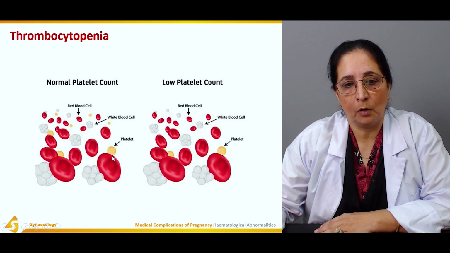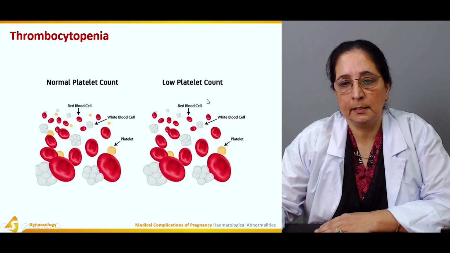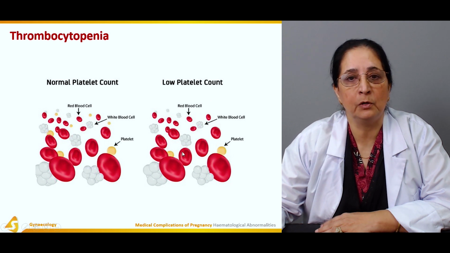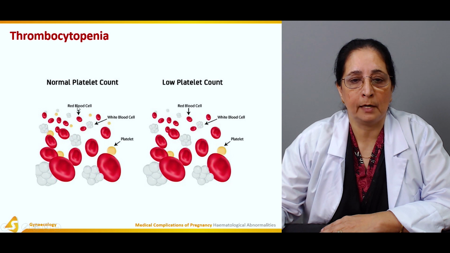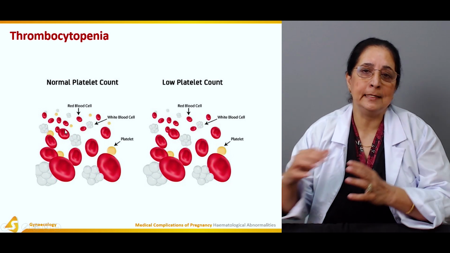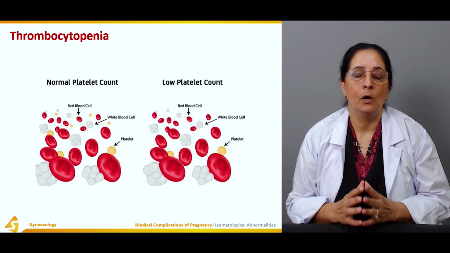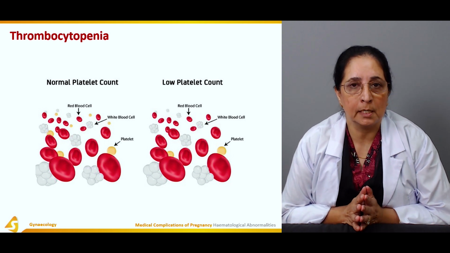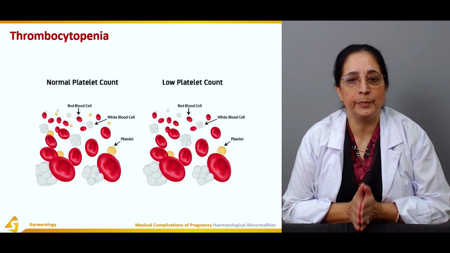These are the normal platelets. Here you see there are quite a few platelets, but here this is the condition in which there is low platelets. You can see only 1 or 2 platelets. In this you have a lot. So decrease in the level of platelets or low platelet count is thrombocytopenia.